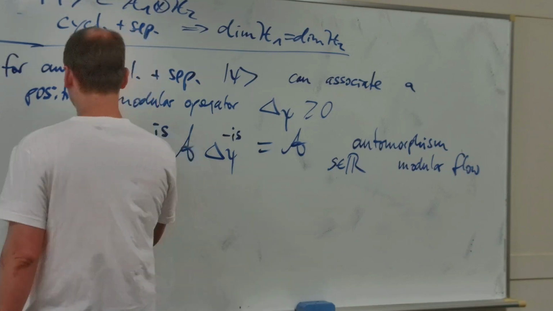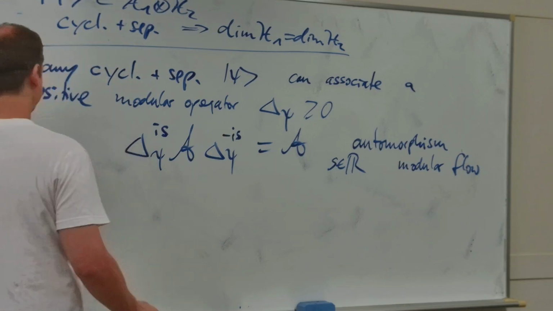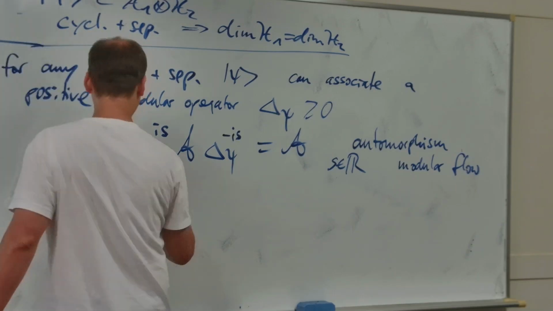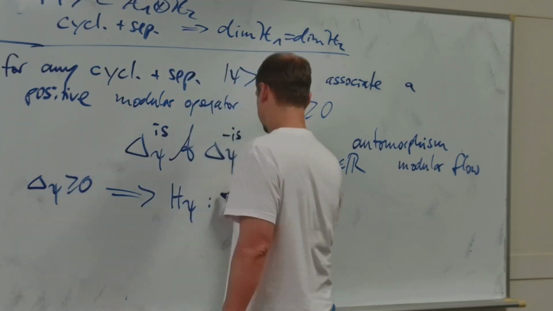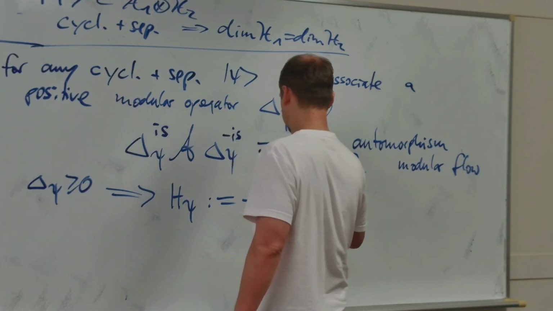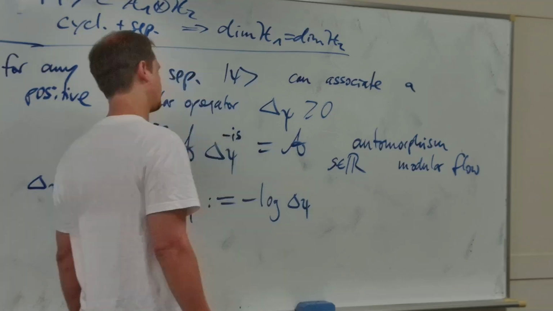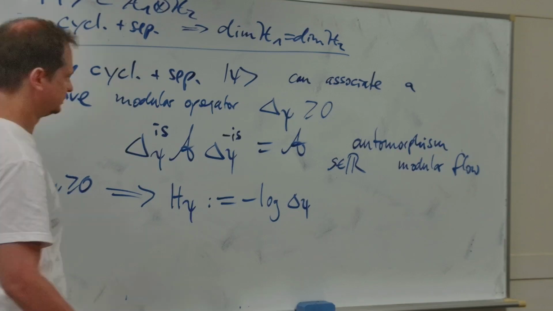And now we have that this is a positive operator. So we can take the log of it, and we can just define minus log delta psi. And this is the so-called modular Hamiltonian.